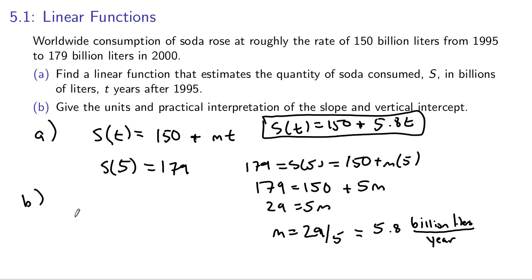B. Give the units, which I already started doing, in practical interpretation of the slope and the vertical intercept. So starting with the vertical intercept first, its units are plain. It's 150 billion liters. So that's the vertical intercept.